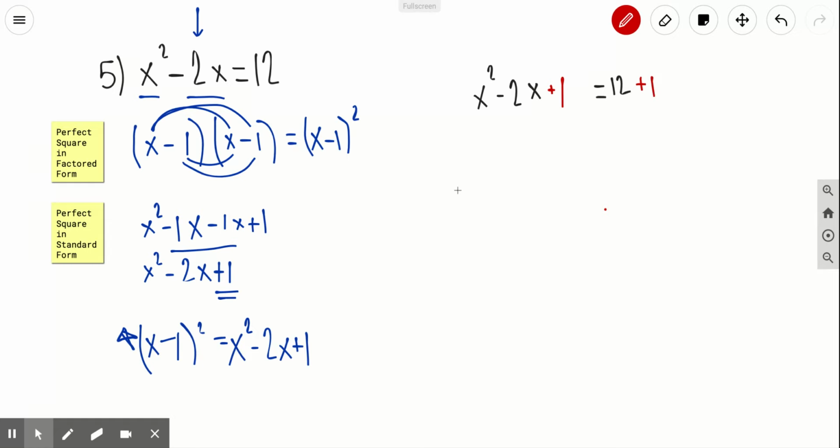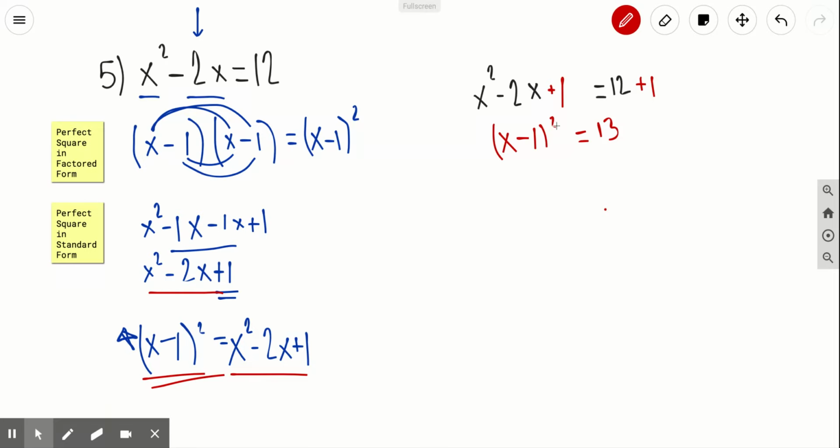Now, notice that I have my perfect square in standard form, x squared minus 2x plus 1, which you also see here and here, in my original equation, which means I can convert it to factored form. So I'll rewrite my equation as x minus 1 squared equals 13, because I added 12 plus 1. Now, this was really the whole purpose of all the work we did on the left, because now we only have a single x in our equation, which means we can find out its value.